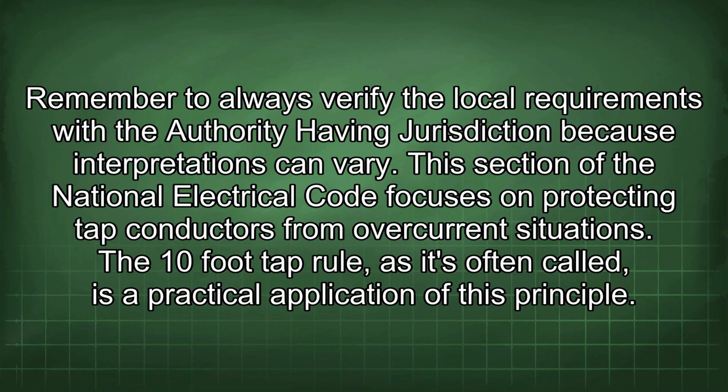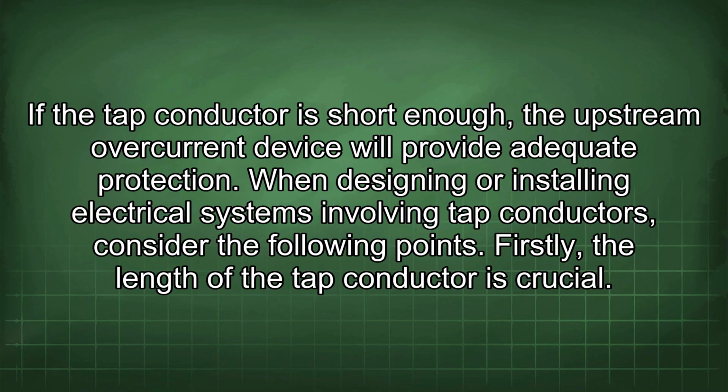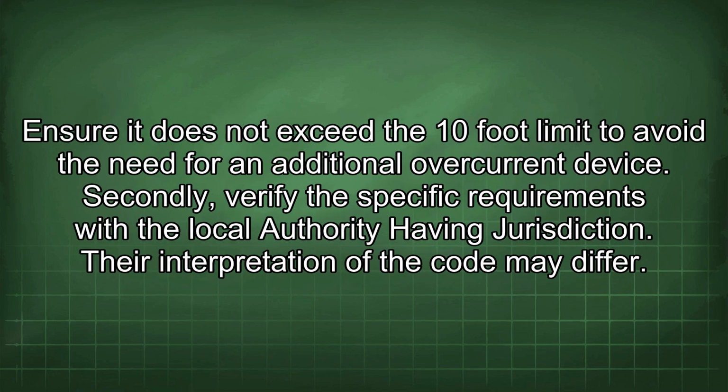This section of the National Electrical Code focuses on protecting tap conductors from overcurrent situations. The 10-foot tap rule, as it's often called, is a practical application of this principle. If the tap conductor is short enough, the upstream overcurrent device will provide adequate protection. When designing or installing electrical systems involving tap conductors, consider the following points. Firstly, the length of the tap conductor is crucial. Ensure it does not exceed the 10-foot limit to avoid the need for an additional overcurrent device.